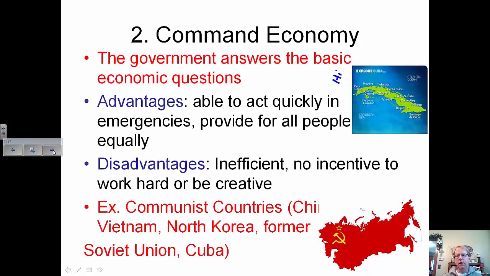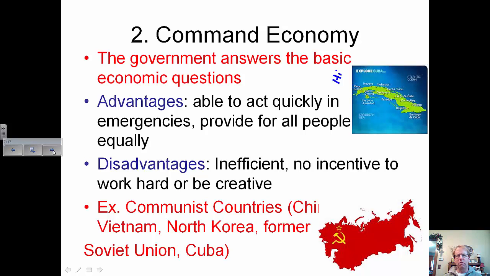Okay, our second type of economic system is called a command economy. The government answers the basic economic questions in this economy. So instead of it being based on tradition, like a traditional economy, now the government is making those decisions. A big advantage is that a command economy can act very quickly in emergencies and provide for all people equally. So if there's a natural disaster or a war, things like that, a command economy can jump right in and try to help people out right away.